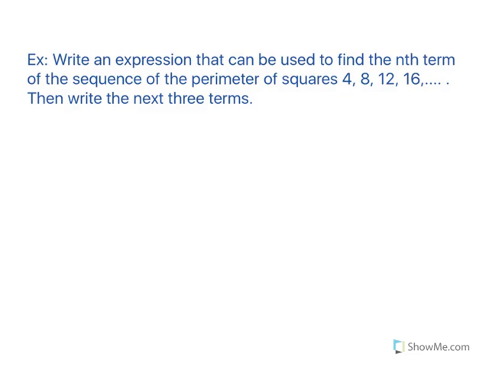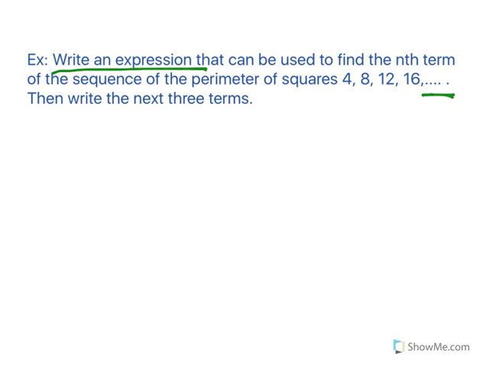So my final example says, write an expression that can be used to find the nth term of the sequence of the perimeter of squares. So we have perimeter of square, so the first perimeter is 4, the second perimeter is 8, the third perimeter is 12, and the last one 16, for example. Then write the next three terms. Okay, so the difference between this one and the last one is we have to write an expression that can be used to find the next terms in the sequence, or any term in the sequence.